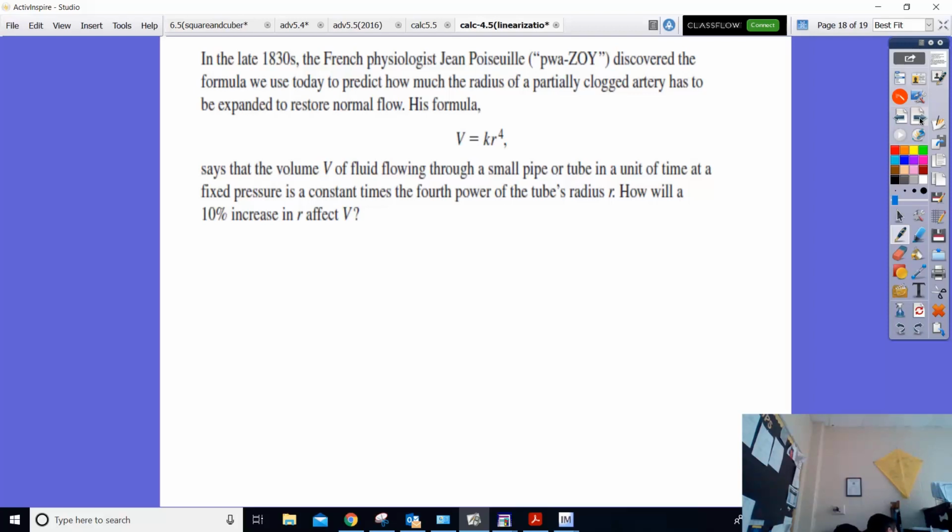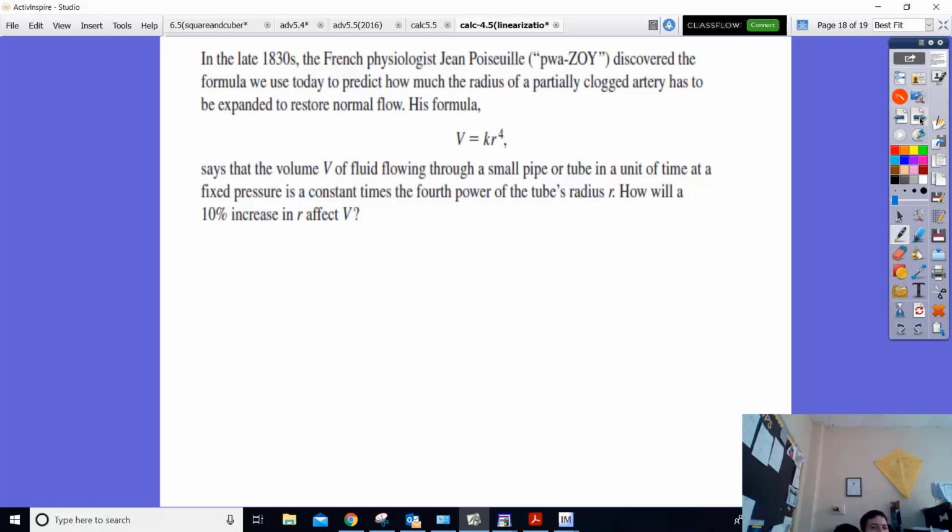You may not realize that, but that's a big deal. My dad had a heart attack. I'm sure they had to expand a couple of his remaining arteries. I'm sure lots of y'all have known some people with heart problems. Sometimes they have to do this. So it's a pretty big deal to restore normal flow. They'll put a stent in or something, make it wider, get you back to normal.